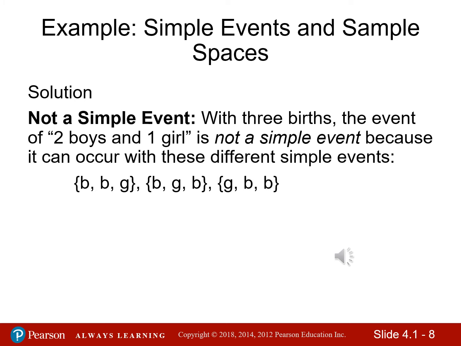If we make a general statement of having 2 boys and a girl without indicating any order, then we do not have a simple event. This is because it can occur in 3 different simple events. We could have a boy, boy, girl, or a boy, girl, boy, or a girl, boy, boy.